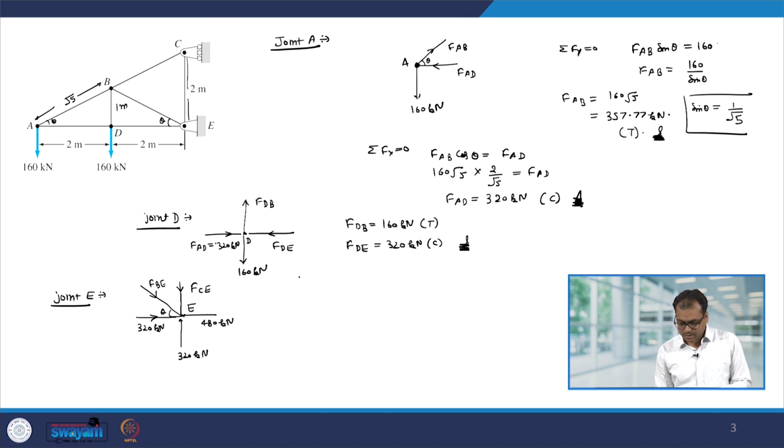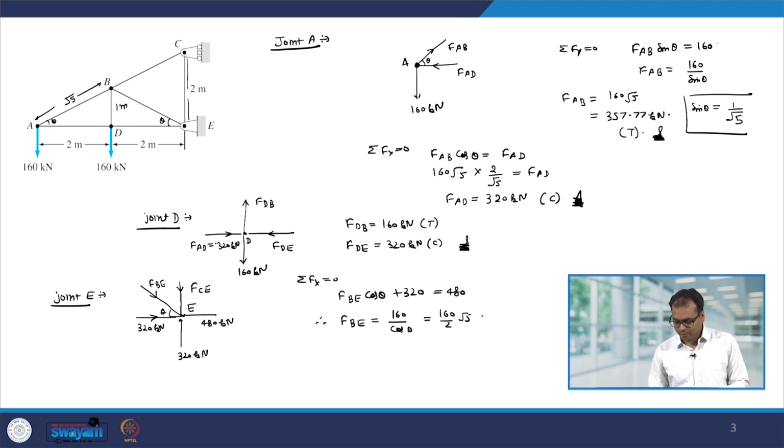Now, let us balance the equation along the x direction. So, summation Fx equal to 0. So, we have FBE cos theta plus 320 equal to 480. So, this gives you FBE equal to 160 over cos theta. This is 160 divided by 2 over square root 5, and this comes out to be 178.9 kilonewton. And from the direction, it is clear that it should be a compressive force.